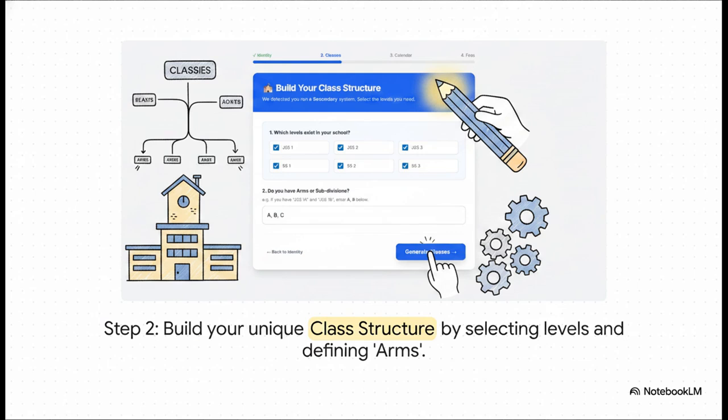Next up, let's tell the system how your school is actually put together. You just check the boxes for the class levels you have, JSS 1 all the way to SS 3, and if you have subdivisions like JSS 1A, 1B, 1C, you simply list those as ARMs. The system literally molds itself to fit your school.